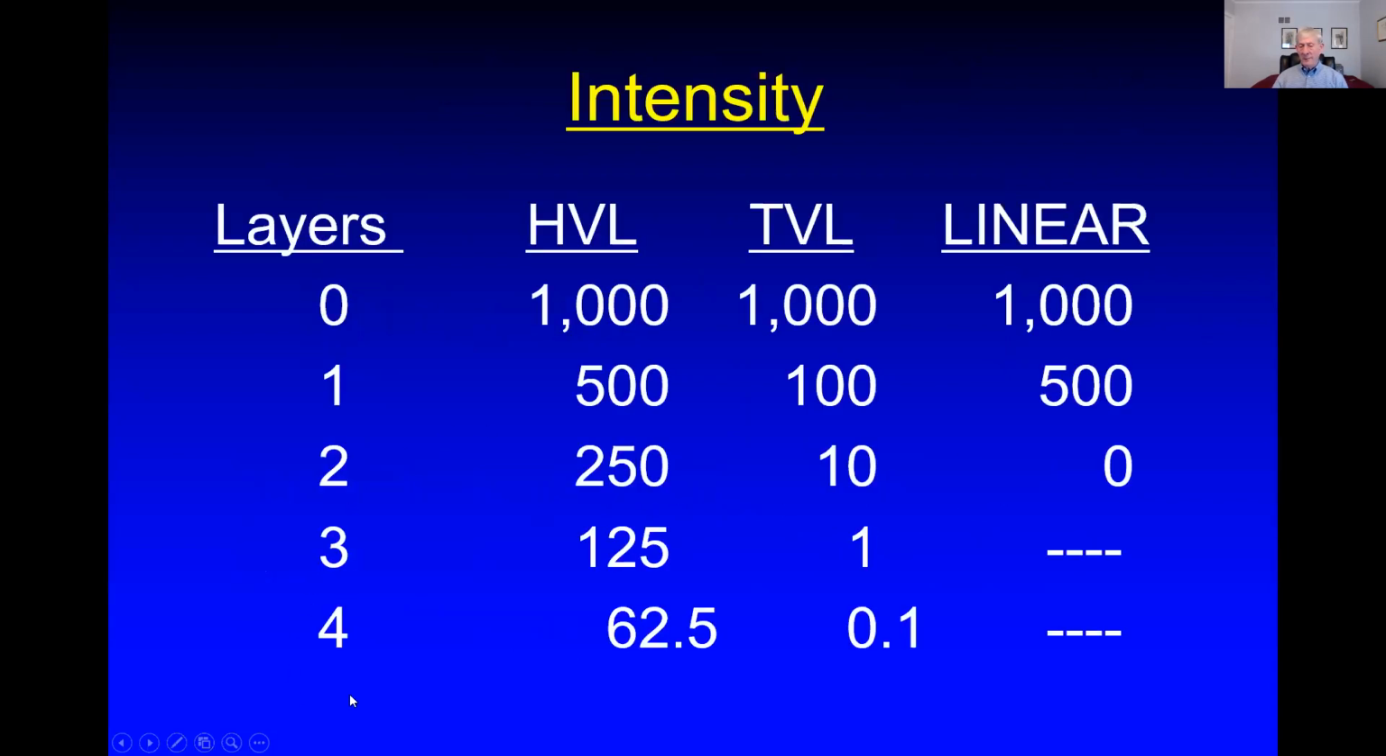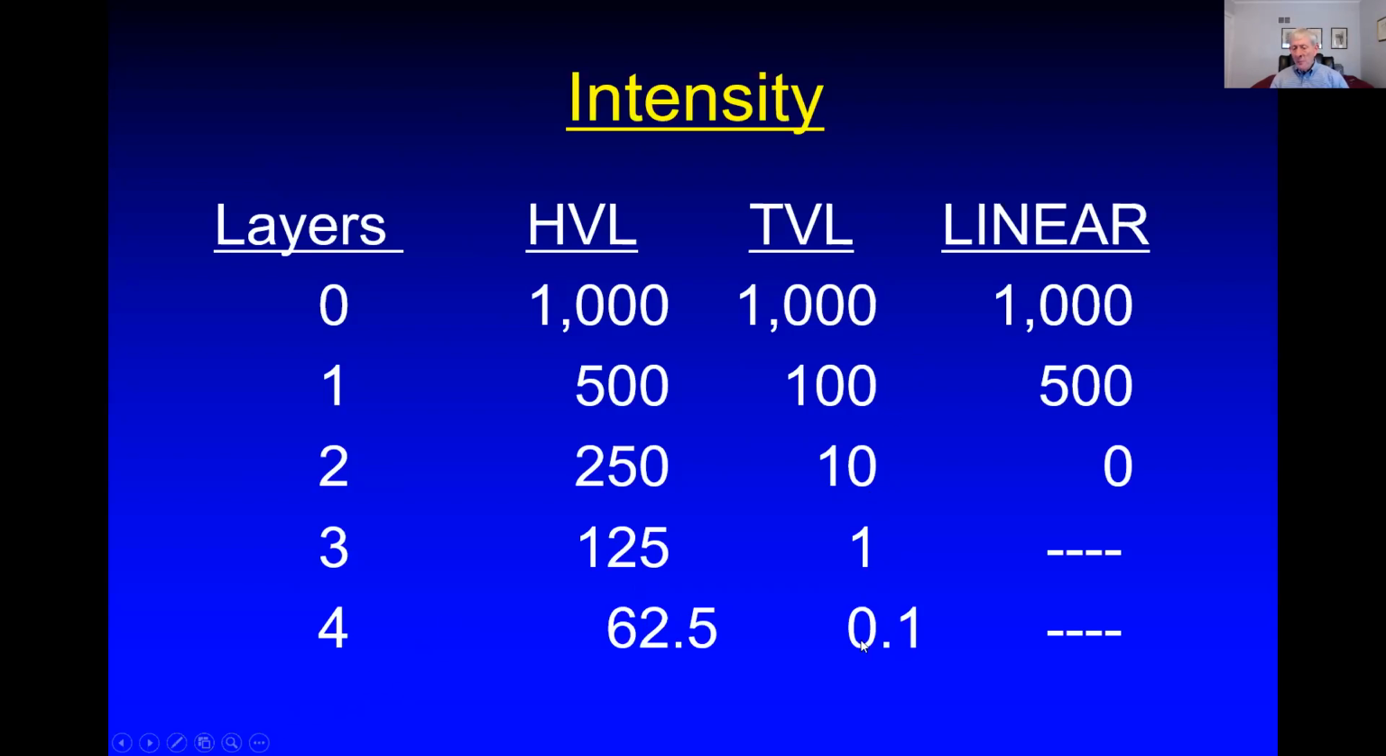Okay, let's take a look here. Let's say we have 4 layers in place. Now, as you know, nothing is linearly related to radiation. If it were linear, here's what it would do, 1,000, 500, and 0. Nothing does that. But take a look. In HVL, we're going from 1,000 to 500, 250, 125, 62.5. TVL is going from 1,000 all the way down to 0.1.